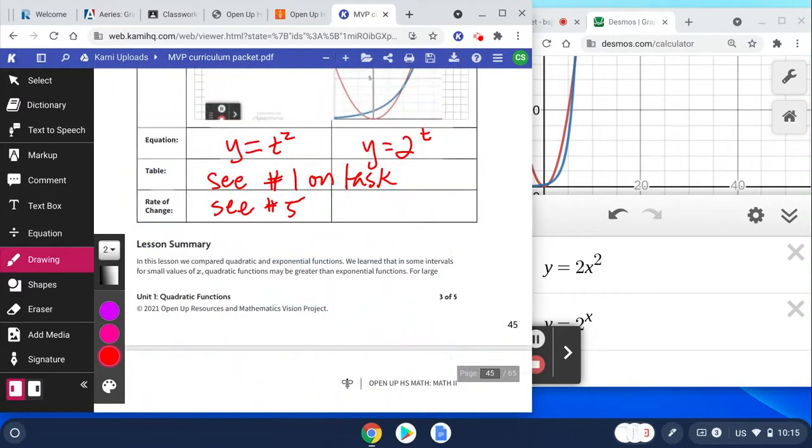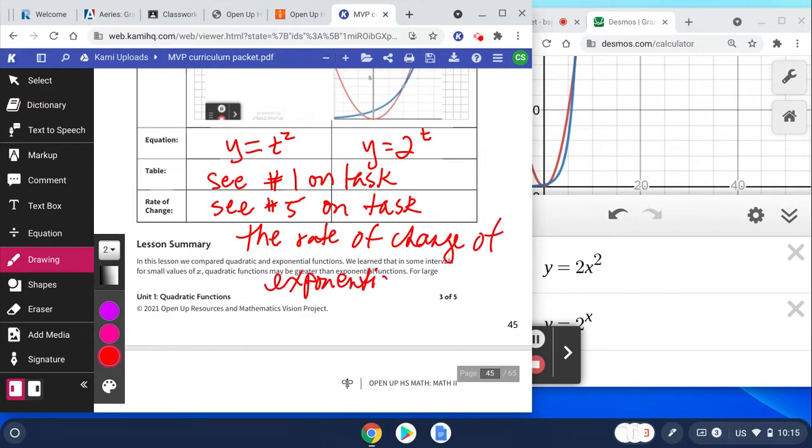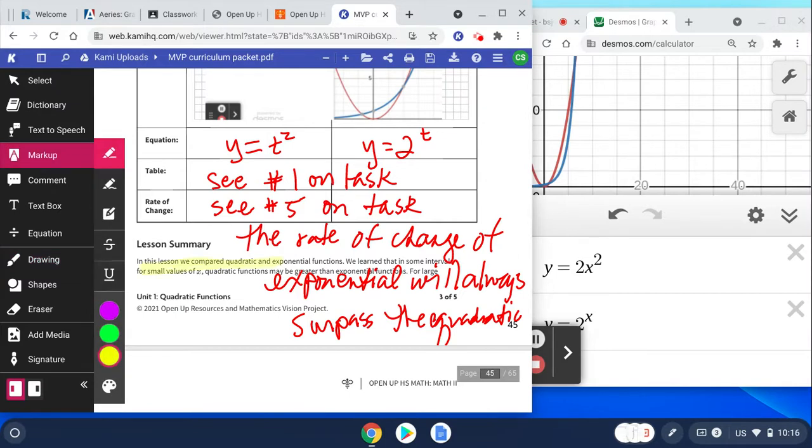But our big takeaway is that the rate of change of an exponential will always surpass the quadratic. Okay. Now, it says that right there under lesson summary in different words. So you don't even need to write this takeaway down if you don't want to. You could just highlight right here what this is saying.